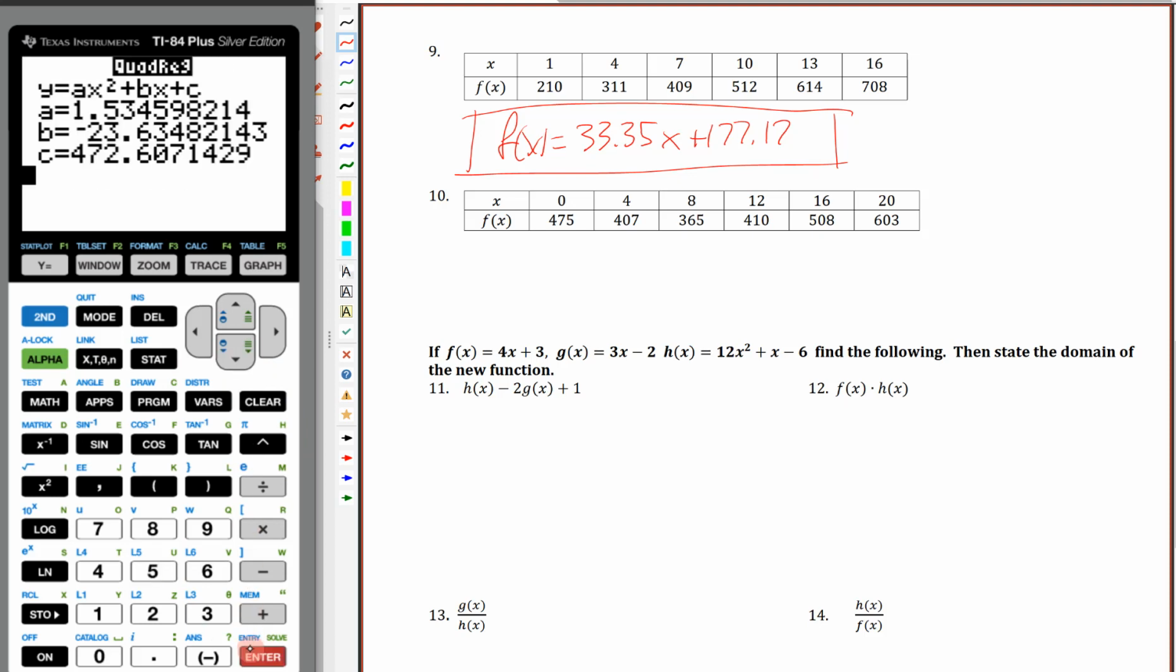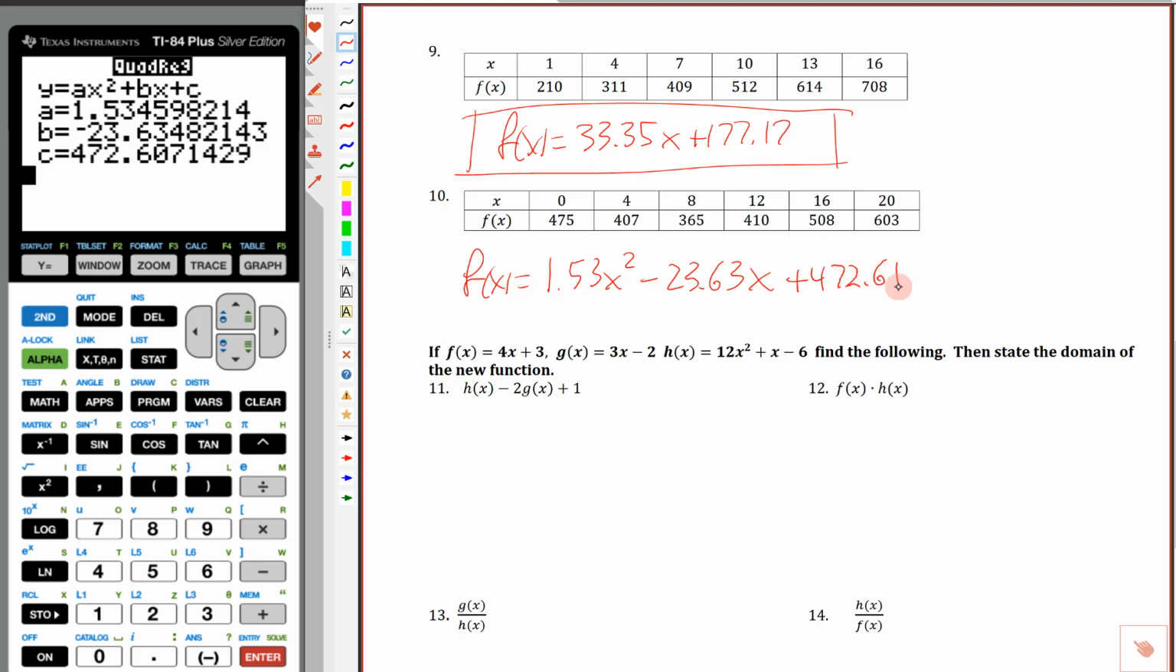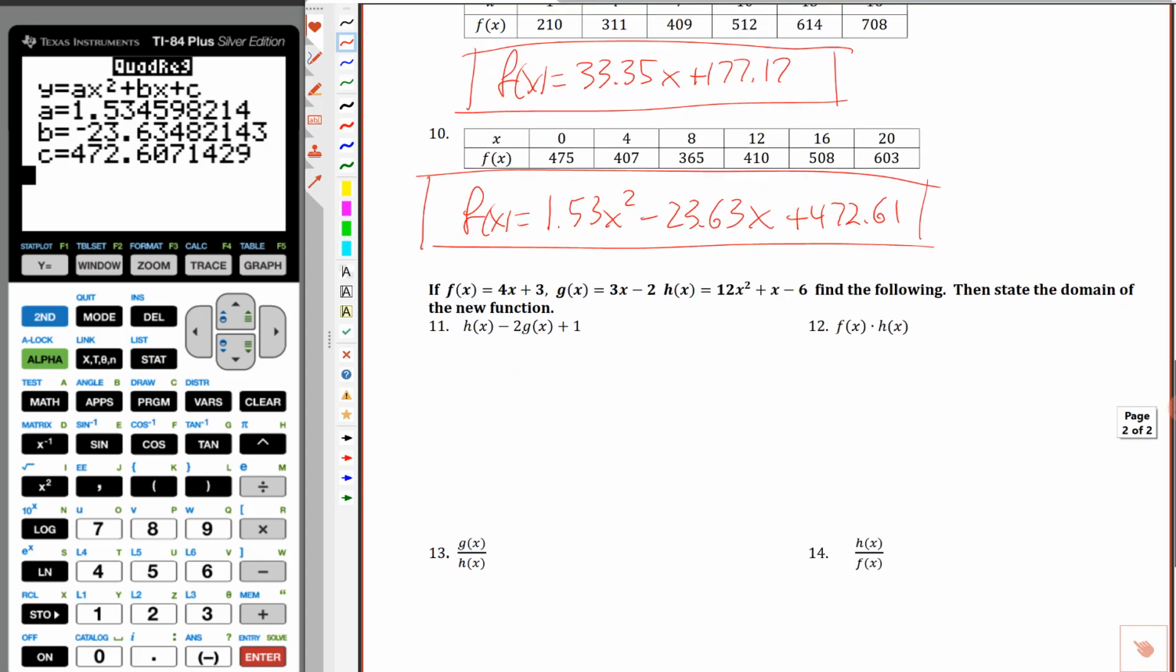It actually takes the most time just typing this stuff in. So this is going to be f of x equals, so it's either 53 or 54. It's going to be 1.53 x squared. It's negative 23, either 63 or 64. That's not enough to bump that up. So this is going to be negative 23.63 with an x on there. And then the constant at the end is 472, either 60 or 61. That's going to be enough to bump it up. So 472.61. So we'll put a box around that. And then we're all set to go with the other ones.